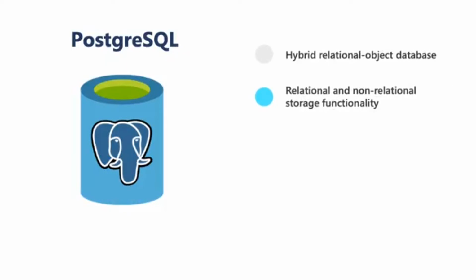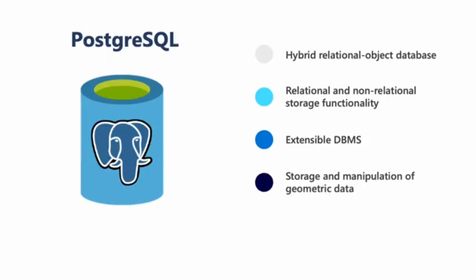PostgreSQL is a hybrid relational object database. You can store data in relational tables, but a PostgreSQL database also enables you to store custom data types with their own non-relational properties. The database management system is extensible. You can add code modules to the database, which can be run by queries. Another key feature is the ability to store and manipulate geometric data, such as lines, circles, and polygons. PostgreSQL has its own query language called PGSQL. This language is a variant of the standard relational query language SQL, with features that enable you to write stored procedures that run inside the database.